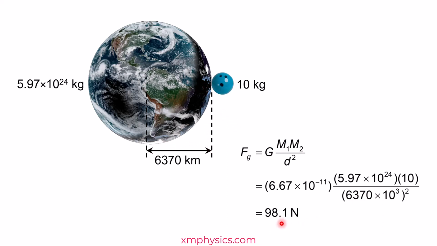Use your calculator, you're going to get the answer 98.1 newtons. So the Earth pulls the bowling ball down with a force of 98.1 newtons. Remember, it's an action-reaction pair, so the 10 kilogram bowling ball pulls the Earth up with a force of 98.1 newtons. Don't you think this number looks very familiar? Have we seen this number somewhere else before?